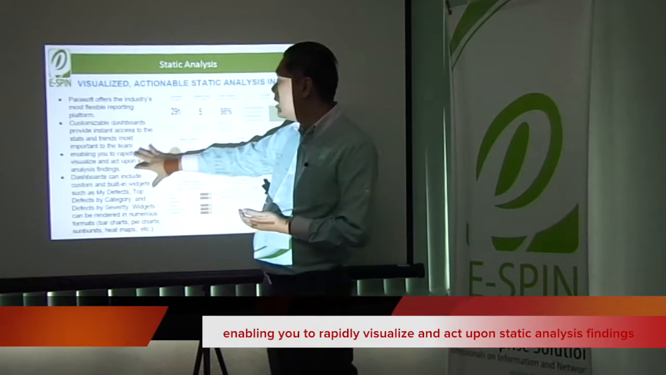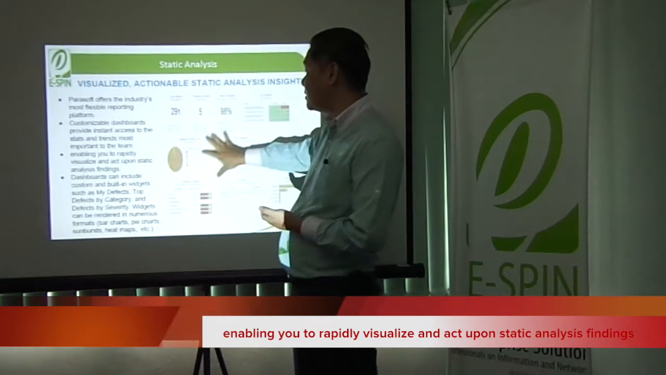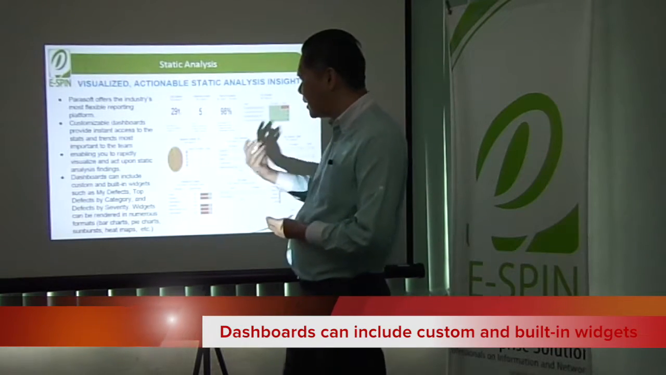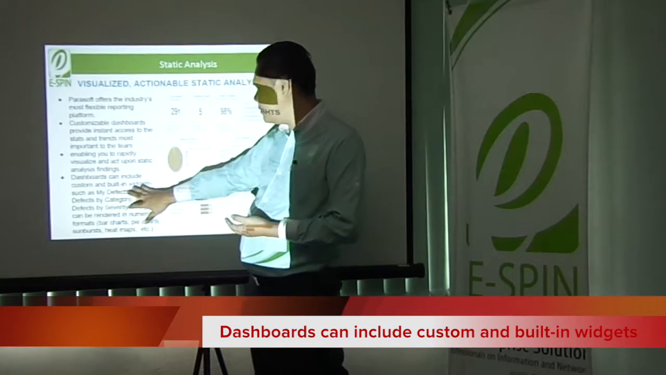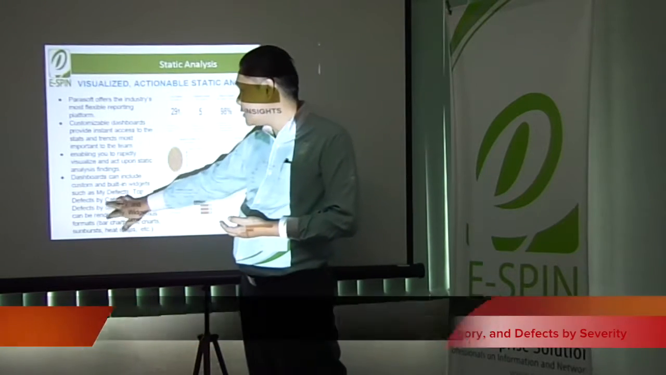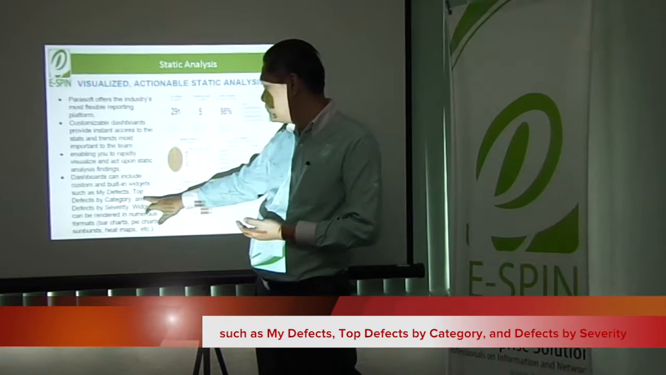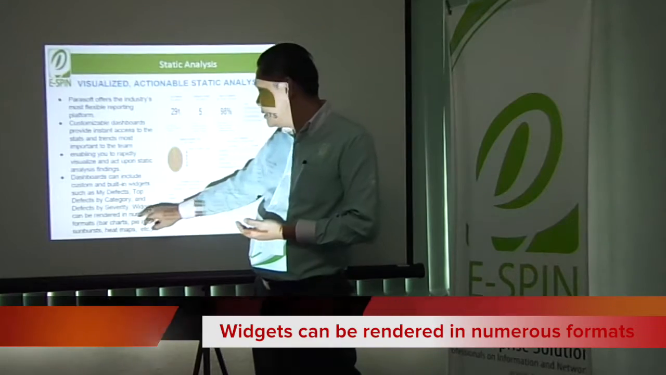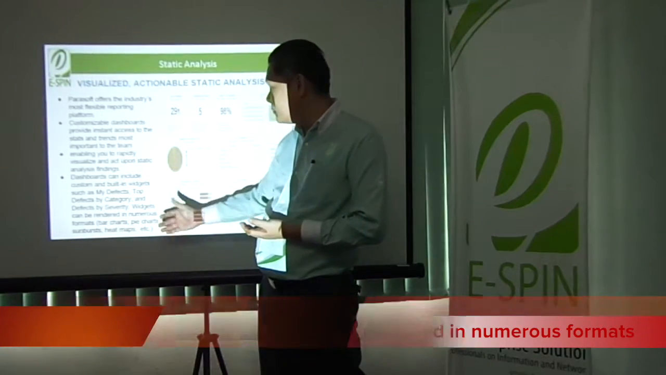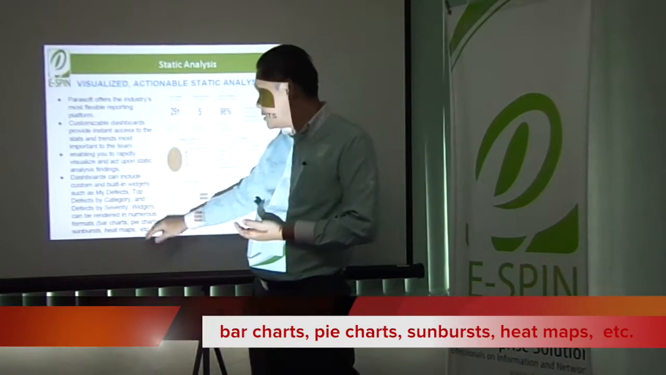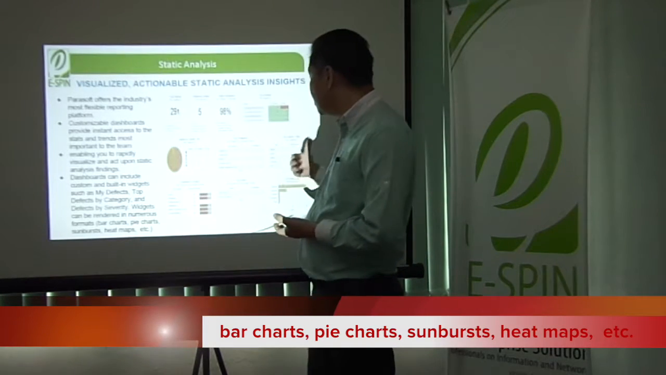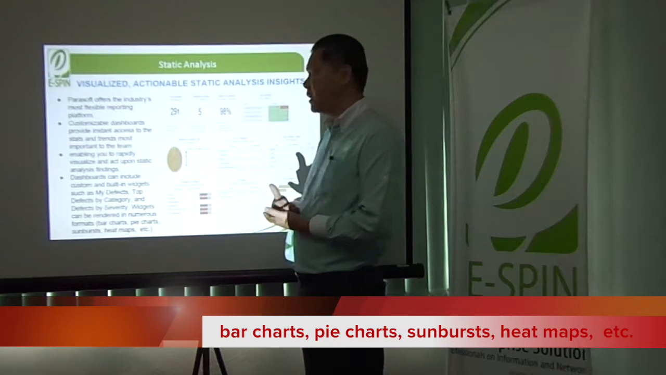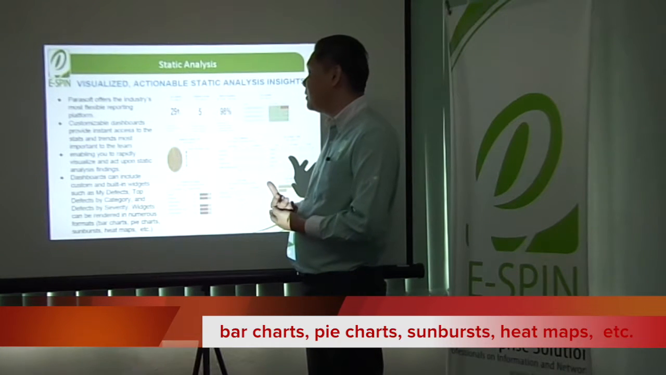So this will enable them to rapidly visualize and act upon the static analysis findings. The dashboard depends on the scenario. You can include custom and built-in widgets, such as for violations top, violations by category, violations by severity. The widget can then be turned into a numeric format, bar chart, pie chart, samples, heat map, etc., to make it easy to communicate among your team and get it done in a more effective manner.